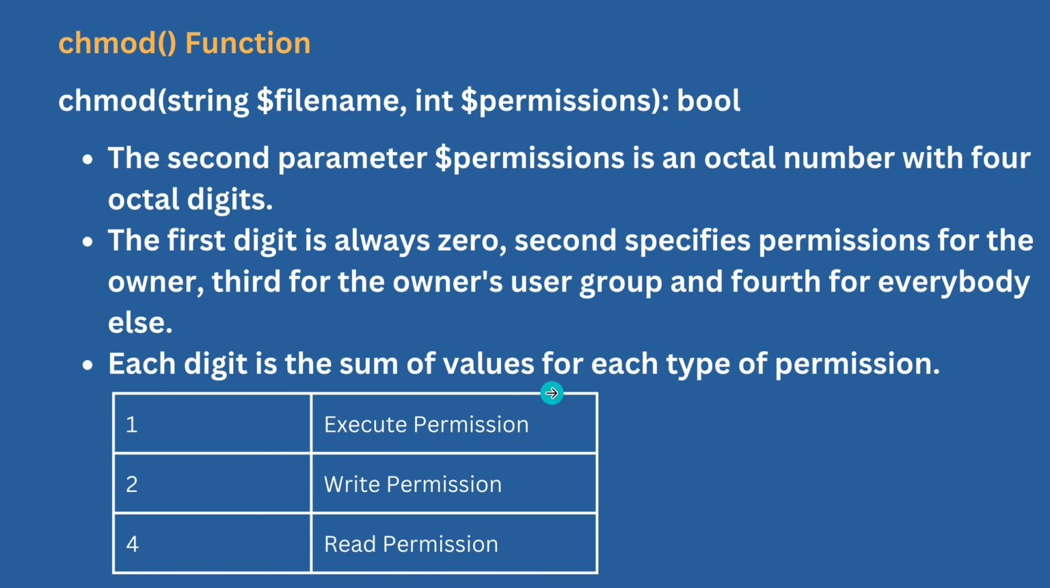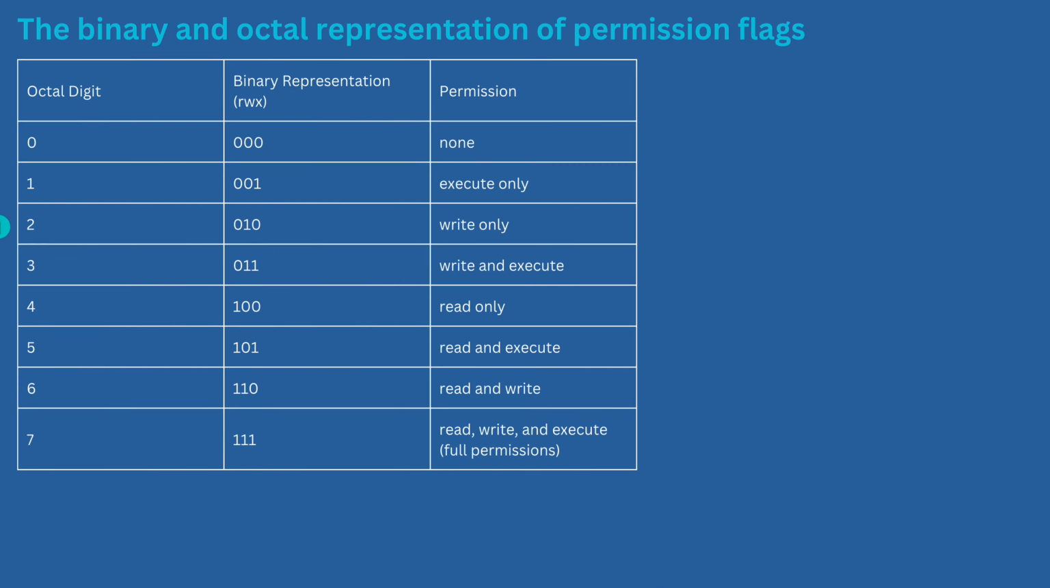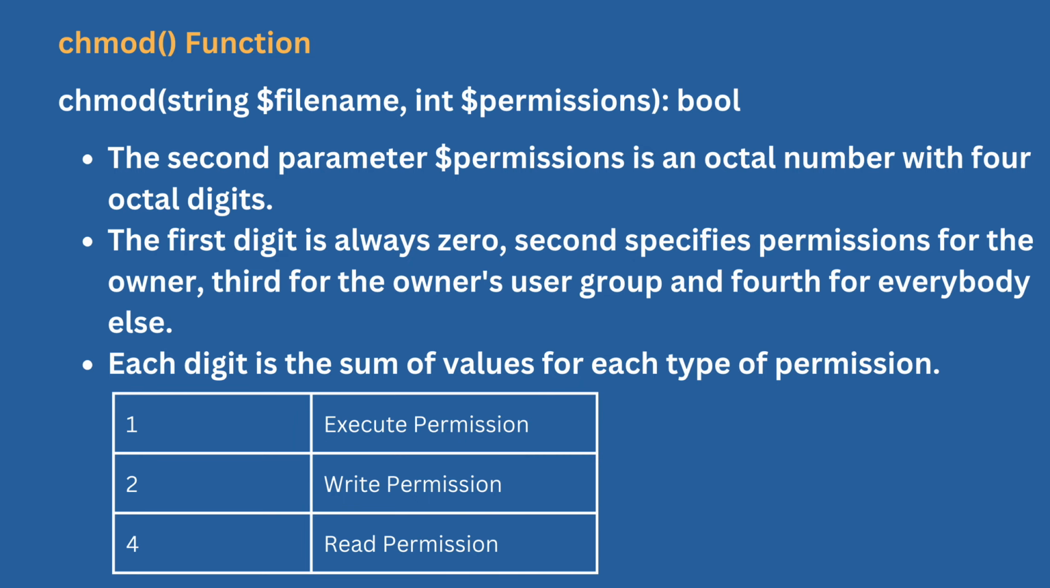Each digit is the sum of the values of each type of permission. Execute permission is 1, write is 2, and read is 4. So by these just 3 numbers you can set the permissions.